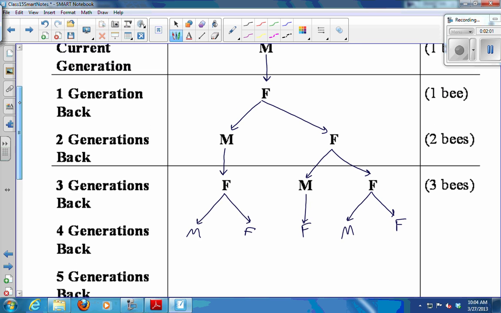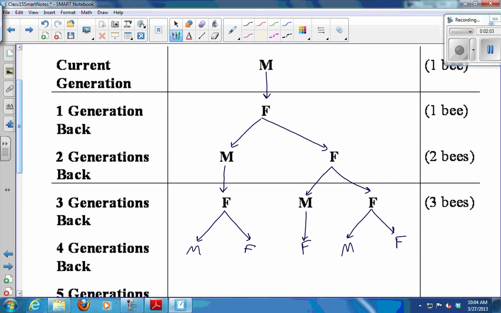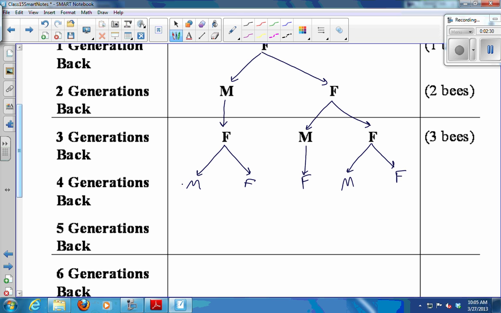So in this first current generation, we're looking at a single male bee, one bee. And when we go back a generation, it had a female parent, still just one bee in that generation. When we go back another generation, because this female had a male and a female parent, there were 2 bees in that generation. And then 3 generations back, we had 1, 2, 3 bees. And when we go 4 generations back, we've got 1, 2, 3, 4, 5 bees.